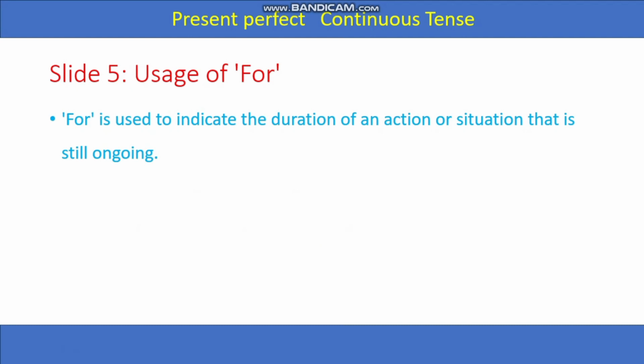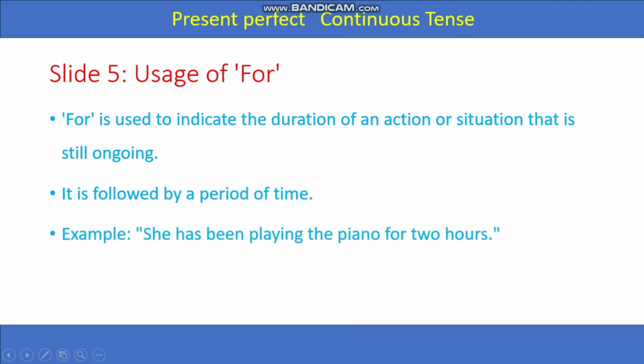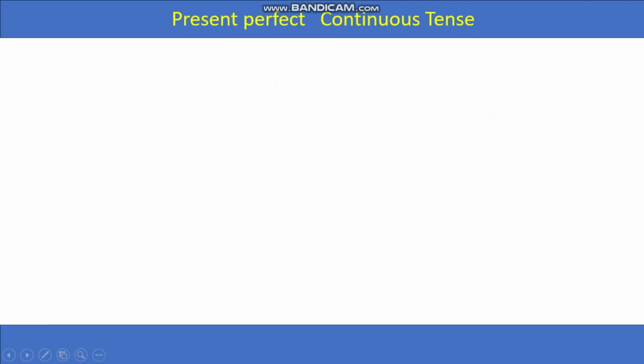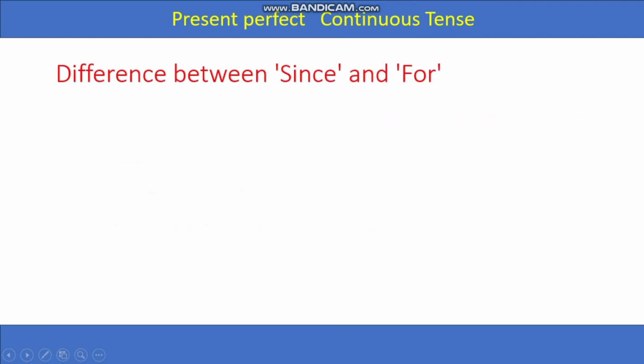For example, if I said since 2018, it means that after 2018, it is a fixed time. Whereas if I said for 2 years, then which 2 years? Last 2 years, or from 2012 to 2014? I haven't specified them, that's why I am using for. Got it? Okay, it is followed by a period of time, not a specific time. She has been playing the piano for 2 years. For 2 years means which 2 years? Okay, we don't know.